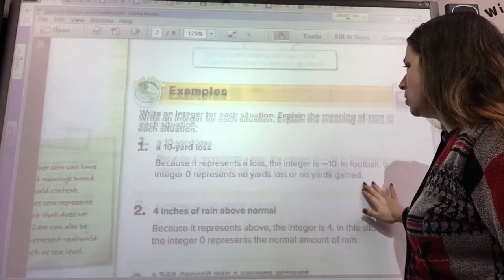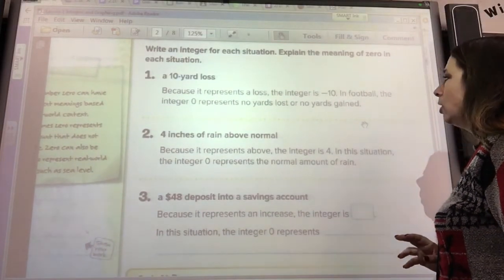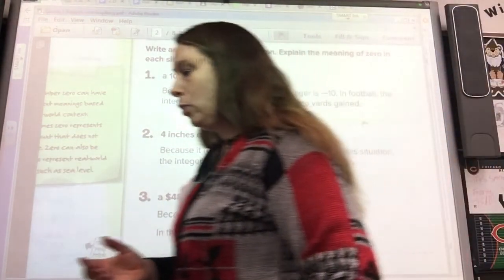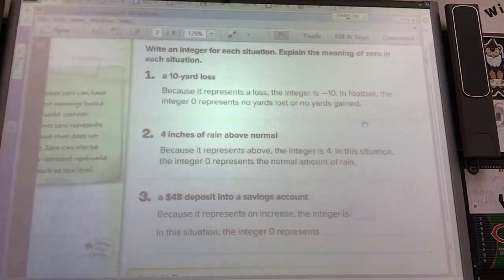Write an integer for each situation. If we have a 10-yard loss, think about football. If we lose 10 yards, is that a good thing or a bad thing? Yeah, that's a bad thing. We went negative 10. We lost yards.